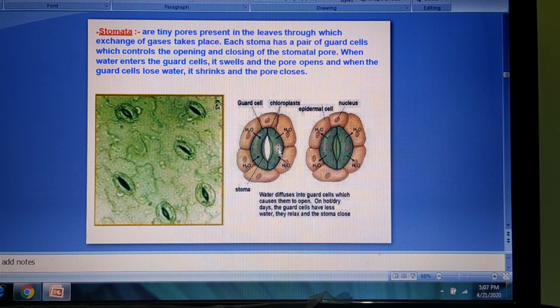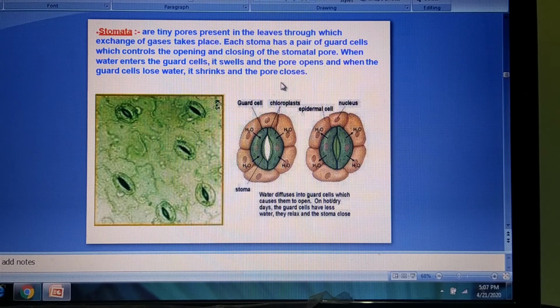Why are they called guard cells? Because they regulate. Whenever necessary, they close this opening, and when it is necessary to absorb carbon dioxide, they open again. If transpiration has to be stopped, they close. This is an open stoma, and this is called a closed stoma. So when do they open and when do they close?